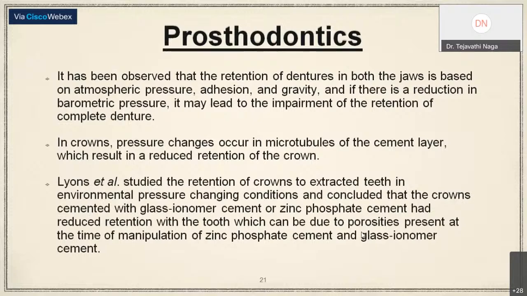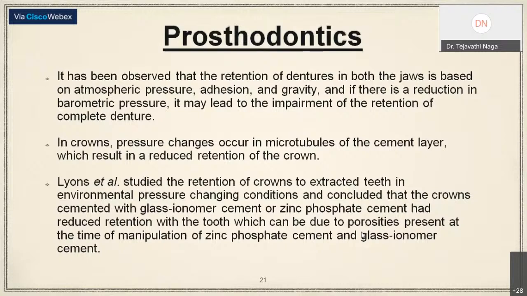Coming to prosthodontics, it has been observed that the retention of dentures in both the jaws is based on atmospheric pressure, adhesion, and gravity. If there is a barometric pressure change, it may lead to impairment of the retention of the complete denture. In crowns, pressure changes occur in microtubules of the cement layer, which result in reduced retention of the crown. Lyons et al. studied the retention of crowns to extracted teeth in environmental pressure changing conditions and concluded that crowns cemented with glass ionomer cement or zinc phosphate cement had reduced retention, which can be due to the porosities present at the time of manipulation of zinc phosphate cement and glass ionomer cement.